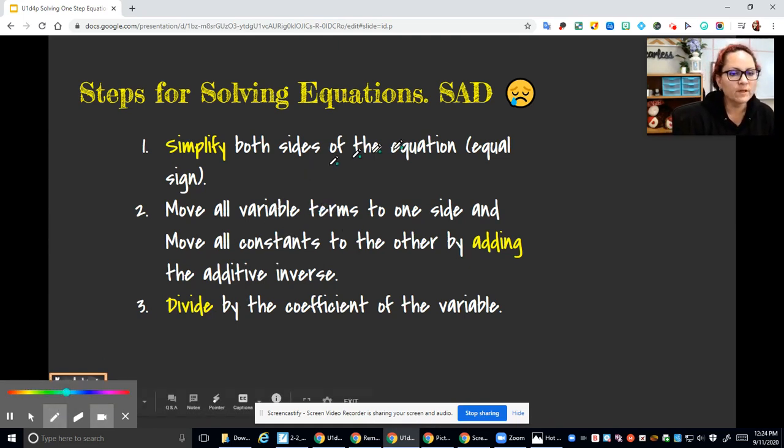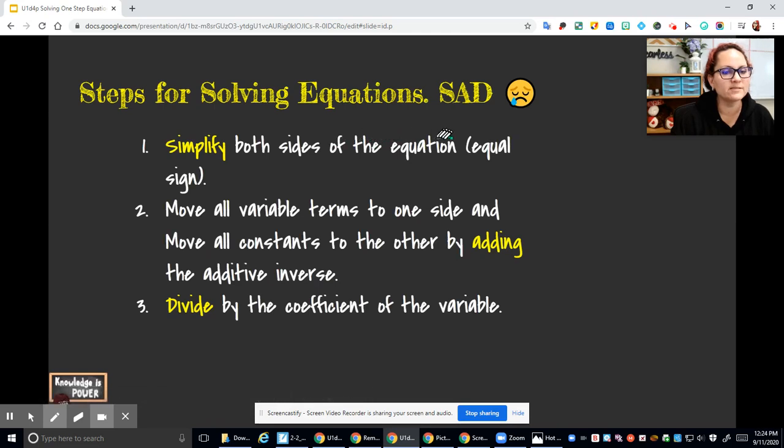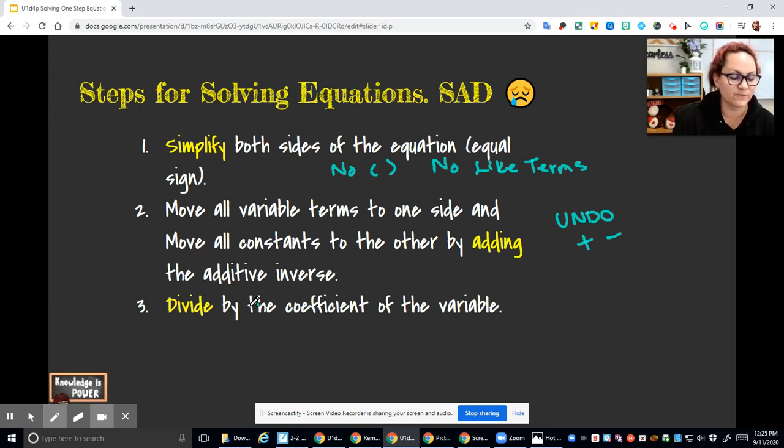Essentially, when we simplify on both sides of the equation, that means that we have no parentheses and no like terms. This is just looking at one side of the equal sign at a time, okay? Two, when we're adding or doing the additive inverse, essentially we are undoing the addition and subtraction aspect of an equation, okay? With dividing, 9 times out of 10, it's going to be dividing by the coefficient of the variable.